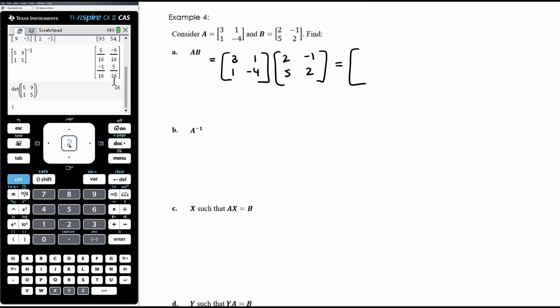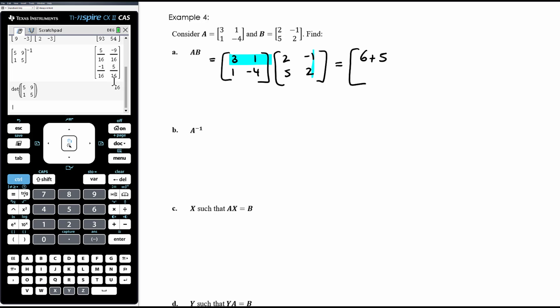Let's multiply those together. So we're going to do top row times left column. So that is 3 times 2, which is 6, I'm going to write it down, plus 1 times 5, which is 5. If you want to do that whole thing in your head, 3 times 2 plus 1 times 5, and just write 11 down straight away, great. But if not, just take a moment to write an extra step.